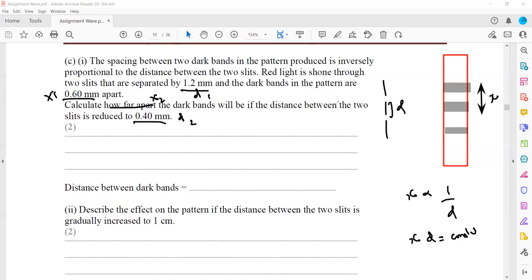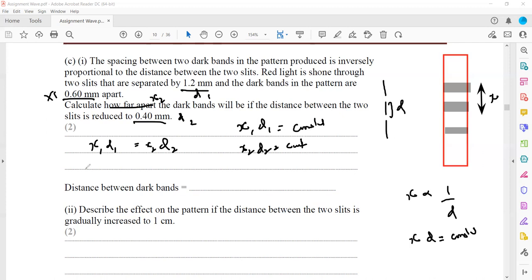So this is d1, this is x1, and this is d2, and we want the distance between the fringes. Whenever two quantities are inversely proportional, their product is constant. So x1 into d1, the spacing between the fringes and the slit distance, the product will be constant, and x2 into d2 will also be constant. Or we can say x1 d1 is equal to x2 d2. We don't have to convert the unit when there is a division, comparison or ratio; it will not make a difference.